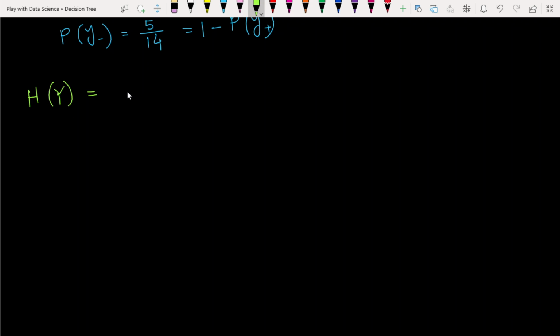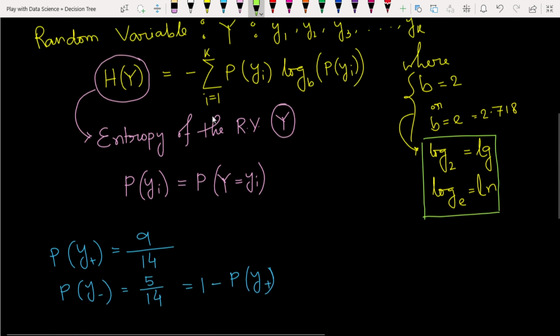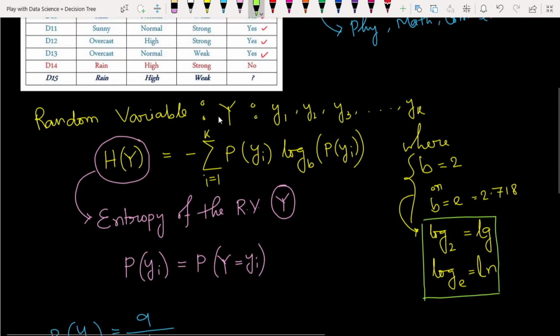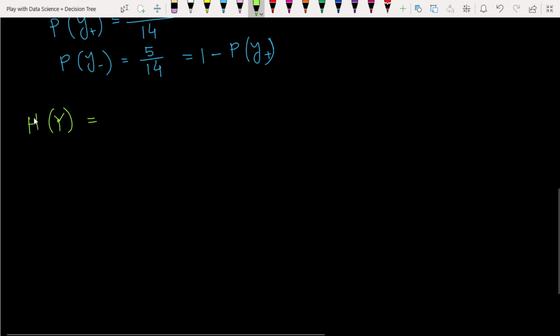So looking at the formula, here k is equal to 2. K is equal to 2.